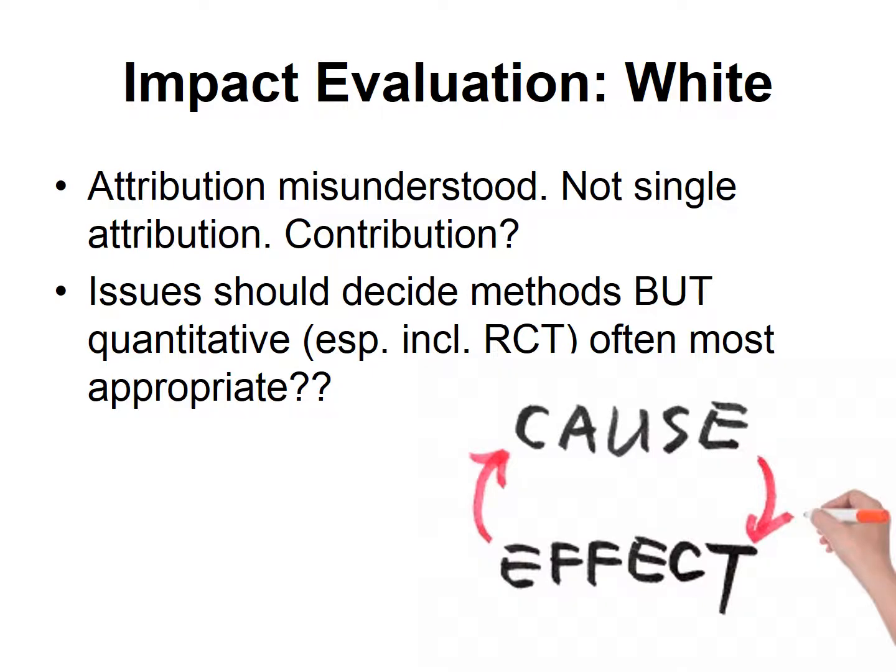Another argument that White makes relates to what most evaluators have concluded. That is, that the issues under investigation should influence what evaluation designs and methods are used in specific program evaluations. But some argue that with randomized control trials being touted as the gold standard, they can sometimes override these issues, meaning that randomized control trials are used regardless of the evaluation issues that are the focus of the program evaluation.